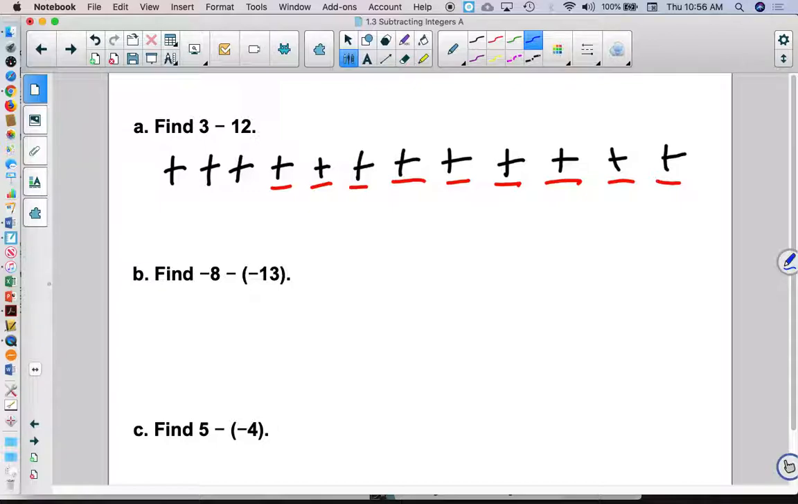1, 2, 3, 10, 11, 12. Now put the reds, each one of these over here. Okay? Because I need 12 positives out there, don't I? So I had to add them in there, right?